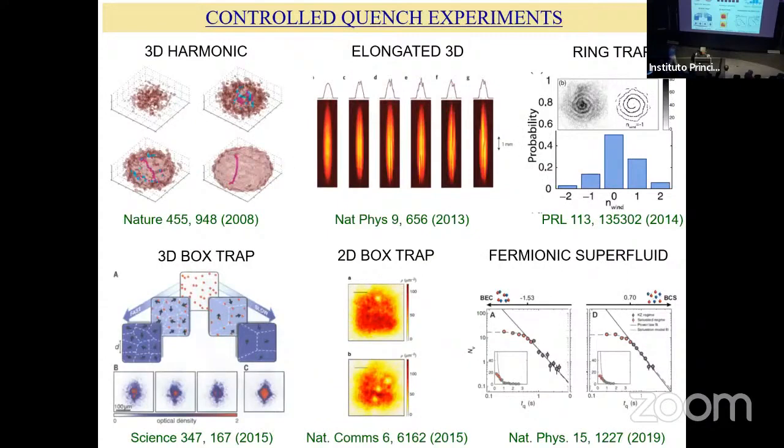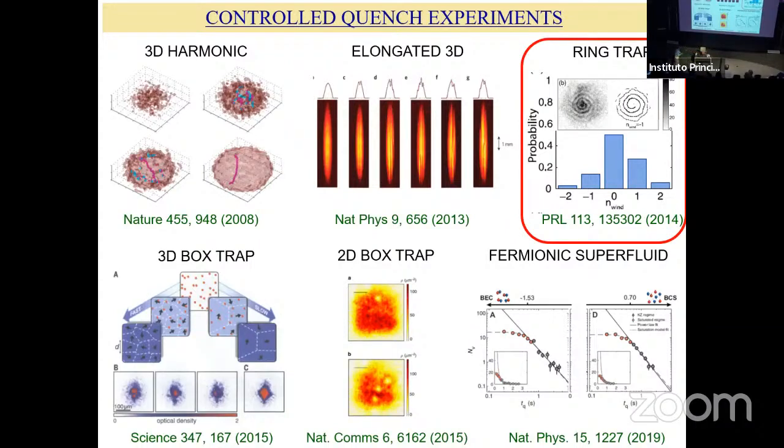And so there's a whole zoo of cold atom experiments seeing that in different geometries. So in a 3D geometry, elongated 3D, the original Zurek suggestion of a ring trap, a 3D box trap, 2D box trap, fermionic superfluids, and so on. They've all seen some of these features of Kibble-Zurek.